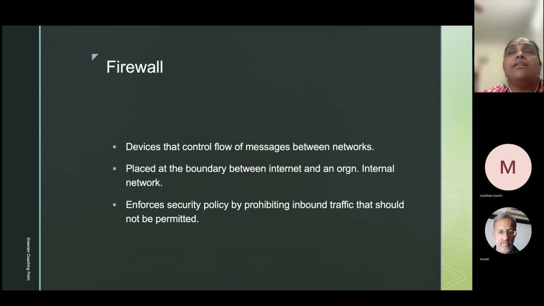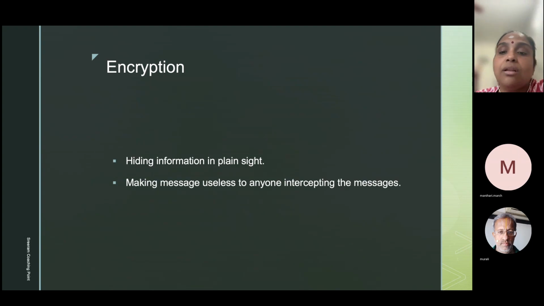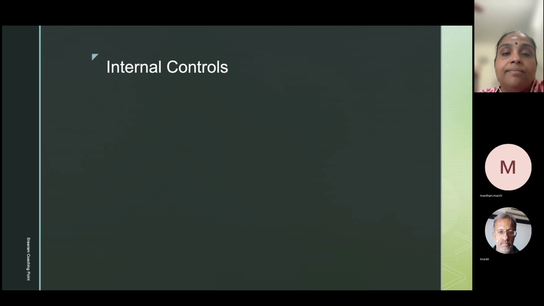No firewall is ever installed without something getting approved in the policy. So these are like our basics. Now we are going to go to encryption. Basically encryption is what? Hiding information in plain sight, making the message useless to anyone intercepting the message, and it authenticates using keys.